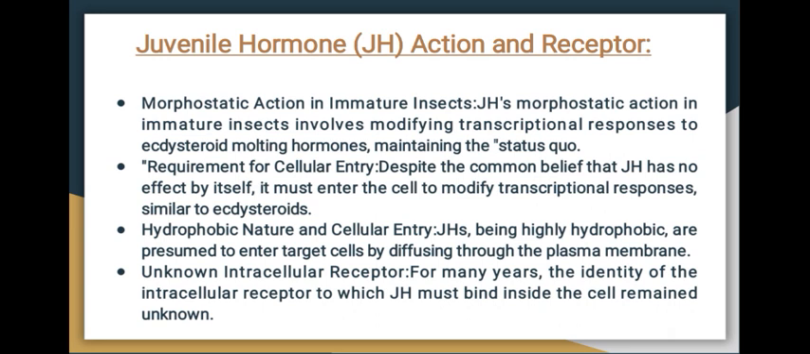Morphostatic action in immature insects. JH morphostatic action in immature insects involves modifying transcriptional response to ecdysteroid molting hormone, maintaining the status quo. Requirement for cellular entry. Despite the common belief that JH has no effect by itself, it must enter the cell to modify transcriptional response similar to ecdysteroids.